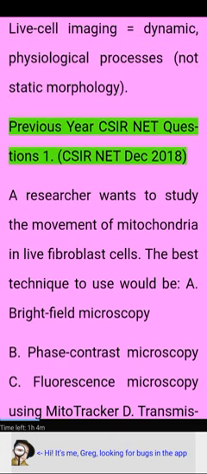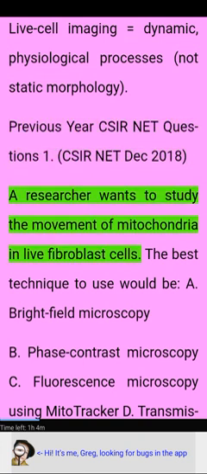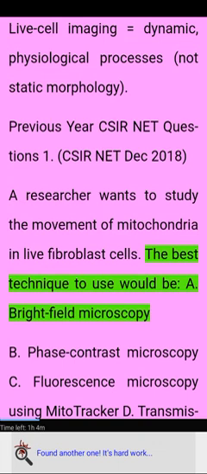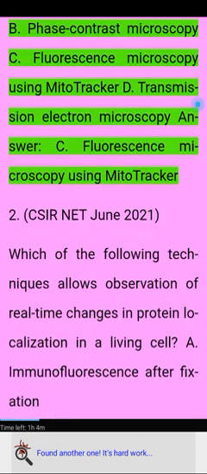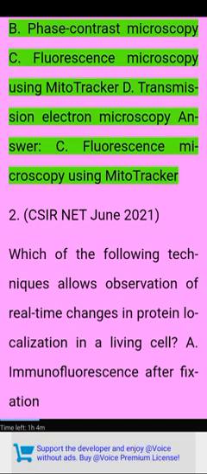Previous year CSIR-NET questions. 1. CSIR-NET December 2018. A researcher wants to study the movement of mitochondria in live fibroblast cells. The best technique to use would be: A. bright field microscopy, B. phase contrast microscopy, C. fluorescence microscopy using MitoTracker, D. transmission electron microscopy. Answer: C, fluorescence microscopy using MitoTracker.